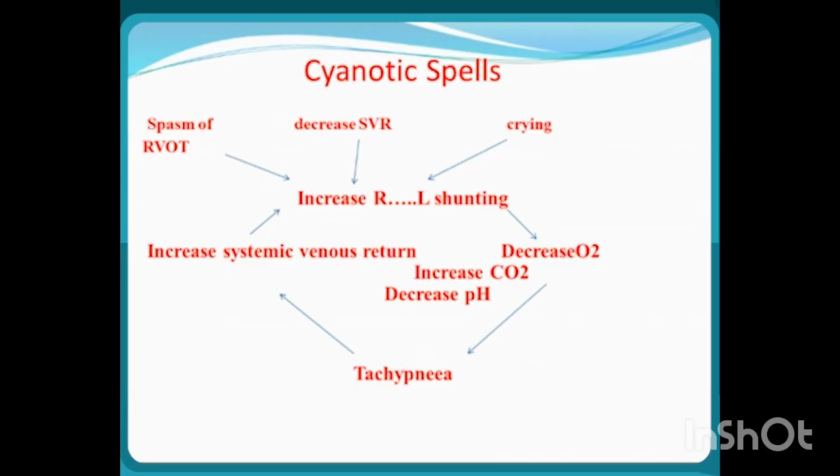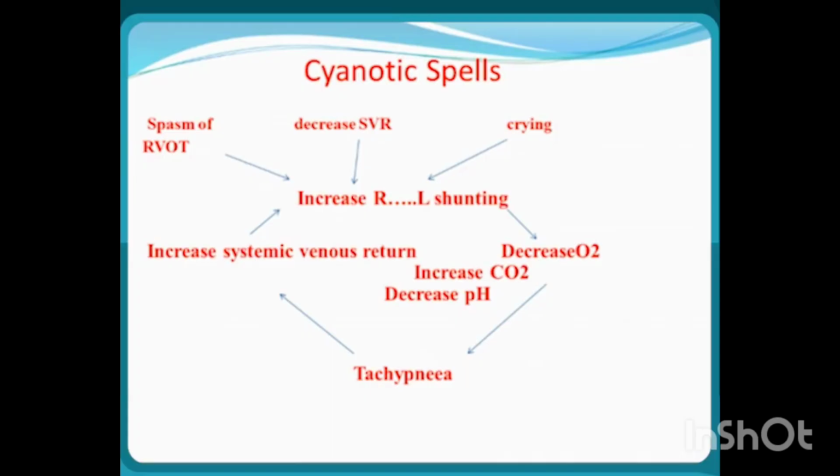So why do we need to understand this very well? Because we need to recognize the spell and treat it as soon as possible. This is a critical situation and it will lead to hypoxic damage to the brain, and every single second is important because it will lead to irreversible neurological damage when hypoxia is prolonged.